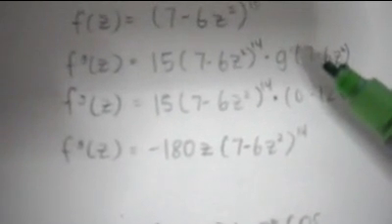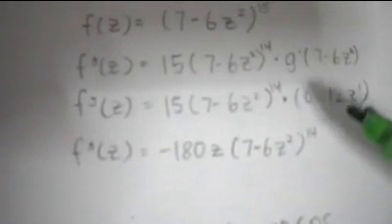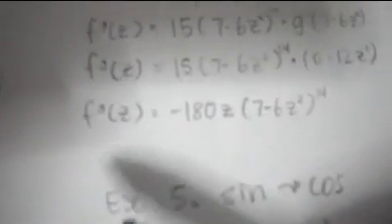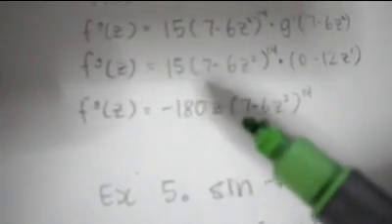Now the derivative is given by the equation 15 times 7 minus 6z squared to the power of 14 times the derivative of the inside, where 7 doesn't have any exponent, so it's 0, minus 2 times 6, 12z to the power of 1. And the final result is negative 180z times 7 minus 6z squared to the power of 14, since it's negative 12 times 15.